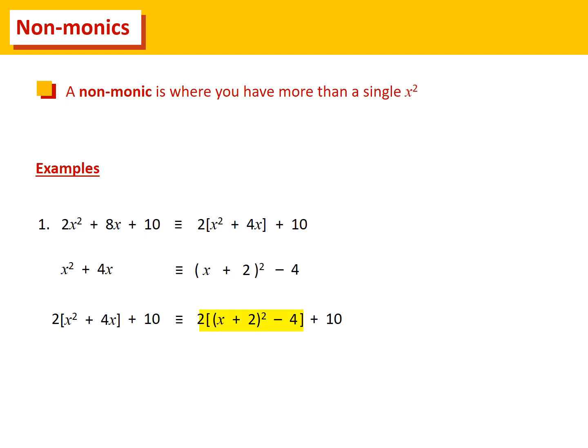Now, let's multiply out the square bracket because we've got a 2 in front of it. The plus 10 is just left untouched. So it's 2 lots of x plus 2 all squared, there it is. And then subtract 2 lots of 4, which is subtract 8. And the plus 10 has been waiting patiently to be included. And we include the plus 10 as the very last step.